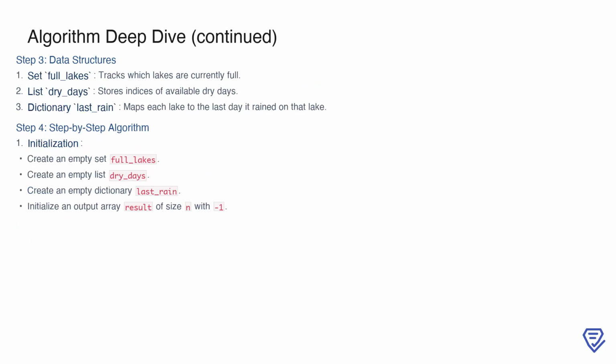avoided. To solve this problem, we need to use several key data structures. First, we use a set called full_lakes to keep track of which lakes are currently full of water.